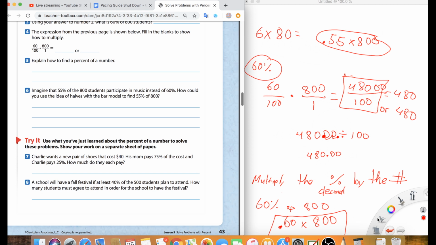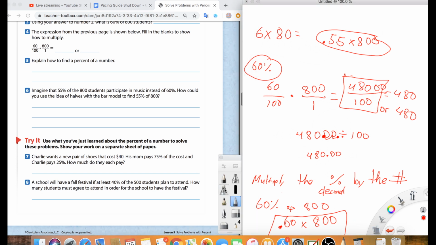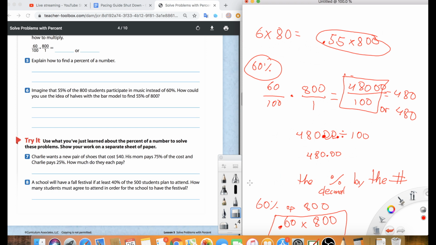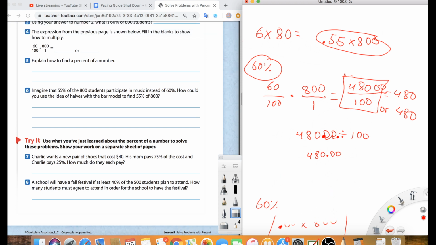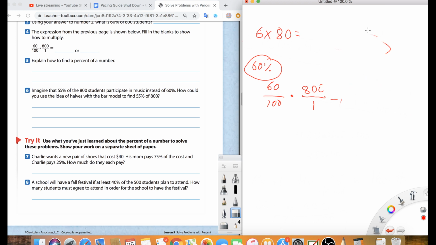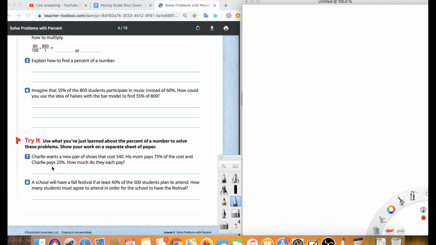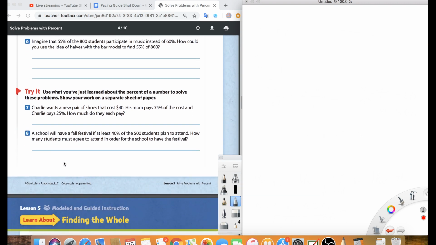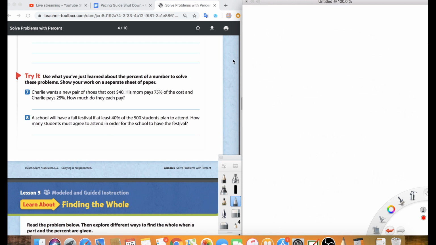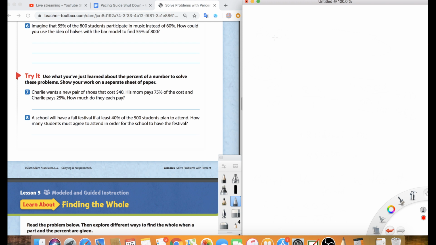Now for number 7, you have to solve this on your own. So I'm going to give you an example of how to solve it just with different numbers. So let me erase this real quick. All right, so number 7 says Charlie wants a new pair of shoes that cost $40. His mom pays 75% of the cost and Charlie pays 25% of the cost. How much do they each pay?